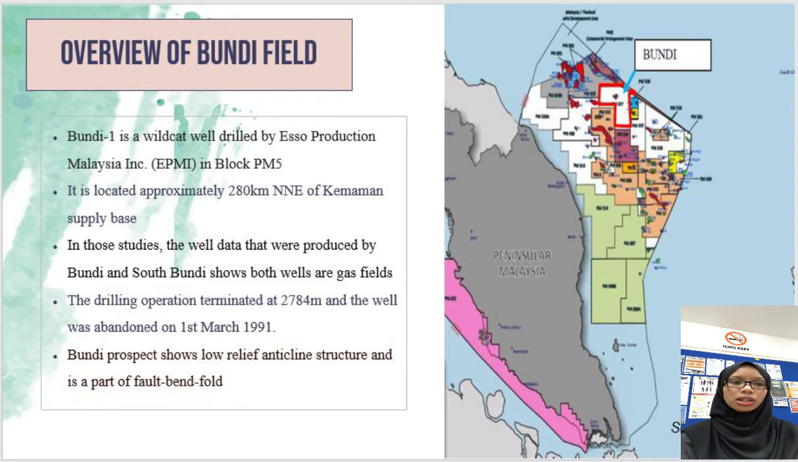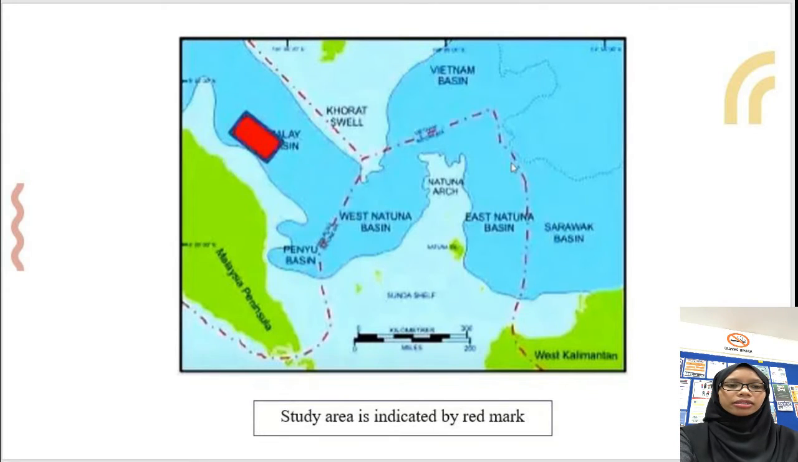In those studies, the well data that were produced by Bundi and South Bundi show both wells are gas fields. The drilling operation terminated at 2,784 meters and the well was abandoned on 1st March 1991. Bundi prospect shows a low relief and dip structure and is a part of a fault band. Our study area is indicated by the red mark in Malay Basin.